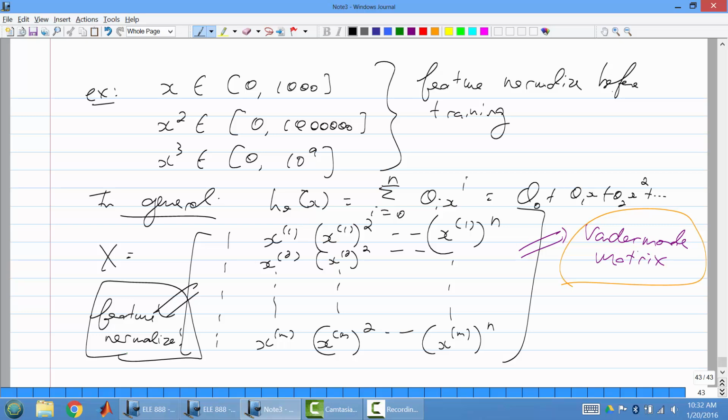So you extract the mean and standard deviation of each column. Train your model, and then when you use it to predict new instances, use the mean and standard deviation to normalize, and then use the prediction model to predict your values. Okay? And that's it for polynomial regression. Any questions here? Yes?